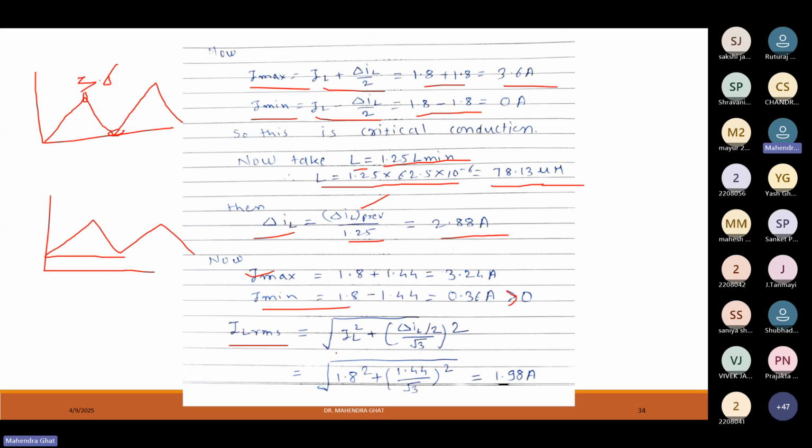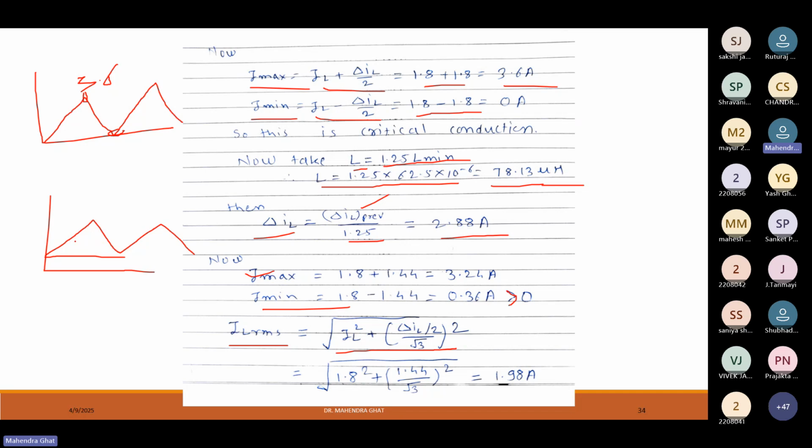Which is nothing but the square root of IL squared plus (delta IL by 2 by root 3) whole squared. So this is the equation you will get for the IL RMS. It is simple mathematics, nothing special for this one. So you can take the area under the curve, and then the square root of that.